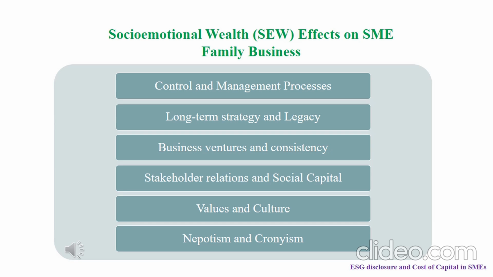The fifth one is values and culture. Corporate values often mirror the family's personal values, and they also practice a connected culture that has stronger feelings, emotionally attached to each other. The last one is nepotism and cronyism. Hiring decisions are more likely to be based on family relationships, and jobs may be filled with friends or close associates over more qualified candidates.